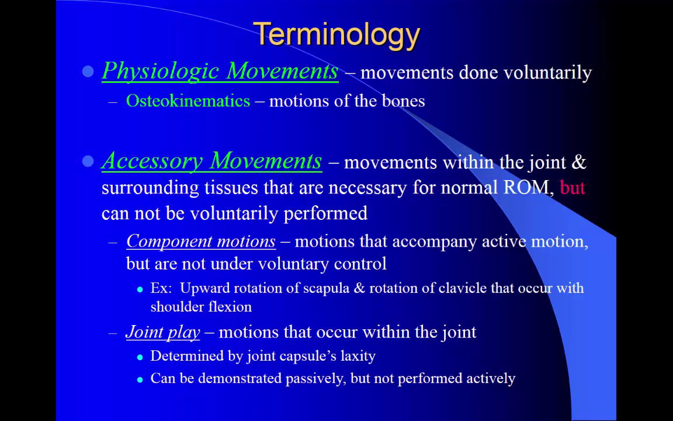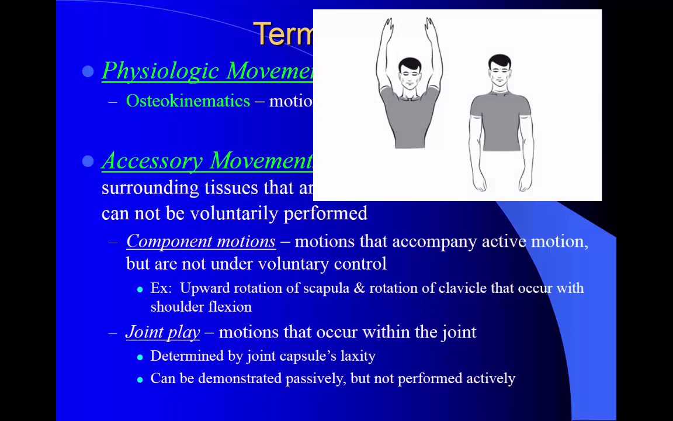Arthrokinematics are also known as accessory motions. Accessory motions are very small movements that help with the quality of the movement. Accessory movements may be difficult to measure because they are so small. Arthrokinematics can be altered by different mechanisms such as capsule tightness, ligamentous tightness, fascial tightness, muscle spasms, as well as other mechanisms. Component motions are motions that accompany active motion, but are not under voluntary control.